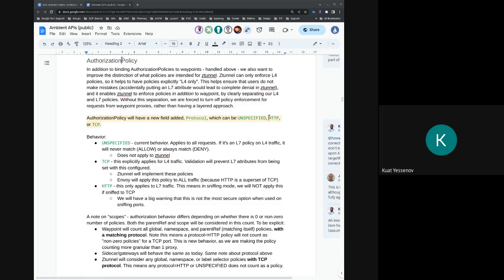Like, what's the point of having a waypoint that sniffs L4 and does nothing? I'm not sure I understand. What's the benefit of moving it to zTunnel? I mean, why does it matter where it's done, really?